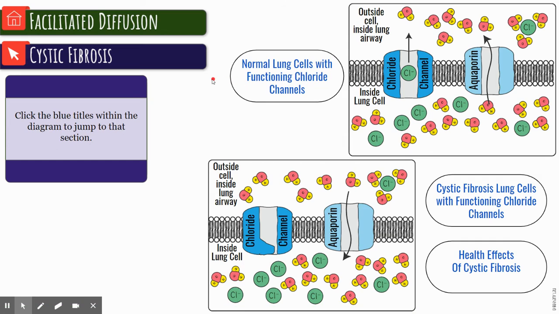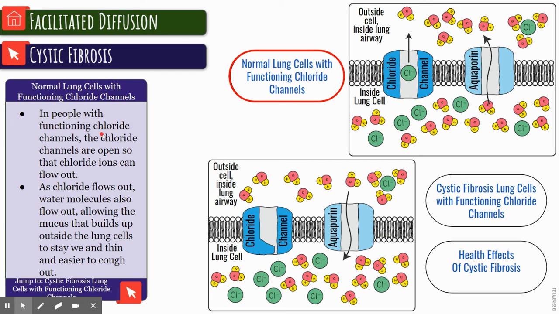So let's talk about a particular situation involving chlorine ions and actually aquaporins as well. Aquaporins are almost a type of facilitated diffusion, but it's a type of facilitated osmosis, if you will. But we really don't refer to it as that. But here's a normal lung cell up here. So let's talk about this. In people with functioning chloride channels, the chloride channels are open so that chloride ions can flow out. And as the chlorine flows out, the water molecules also flow out. Remember, they kind of follow the solute. Sometimes you say they follow the salt.